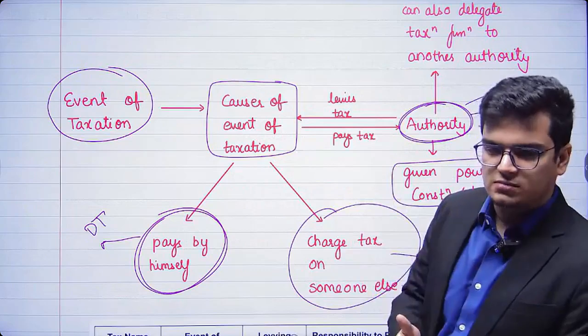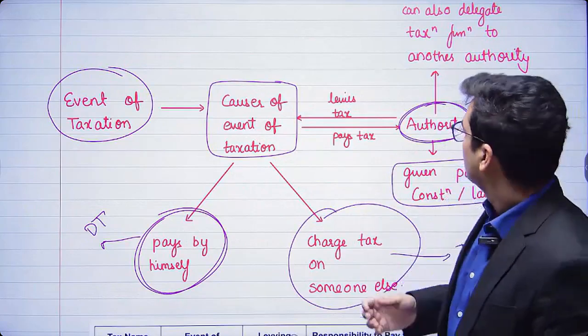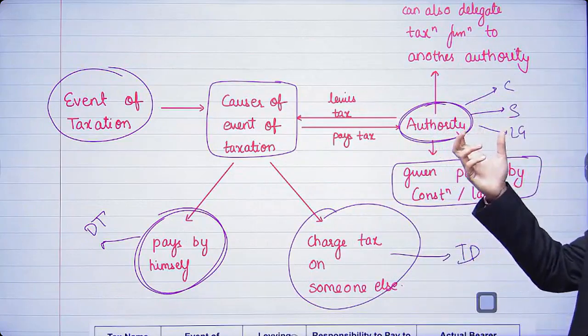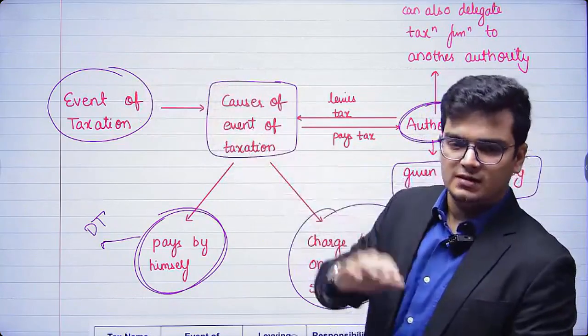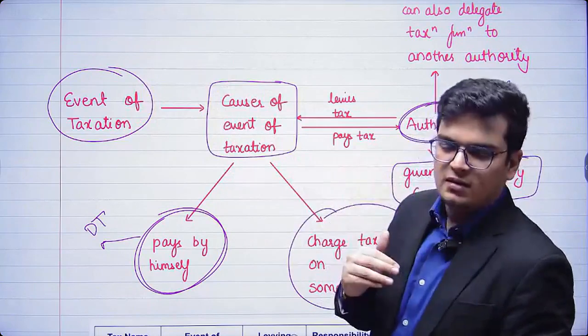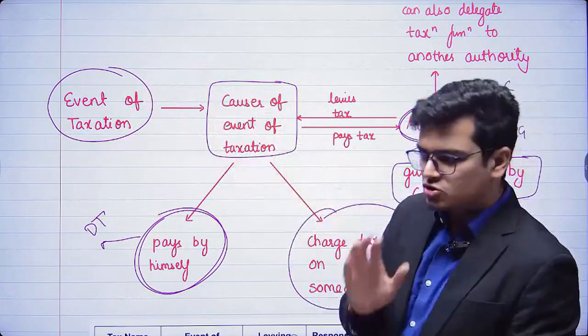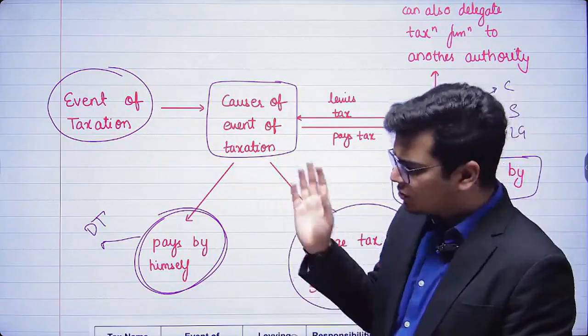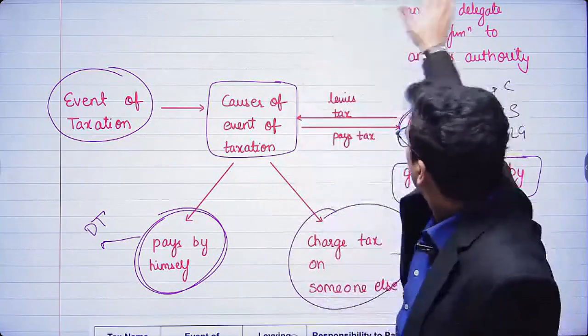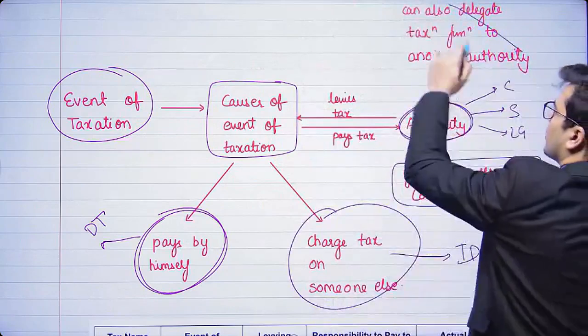It is also possible that this authority, after collecting this tax, actually gives it to someone else. Central government collects but gives to states, does not use it. So that is called appropriating authority. That is also something we'll understand. This part you can leave for now.